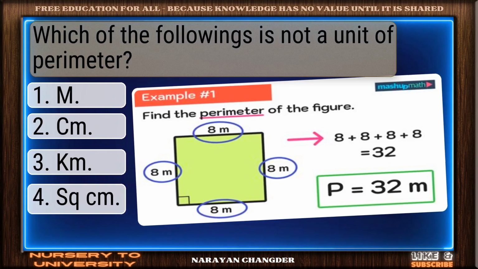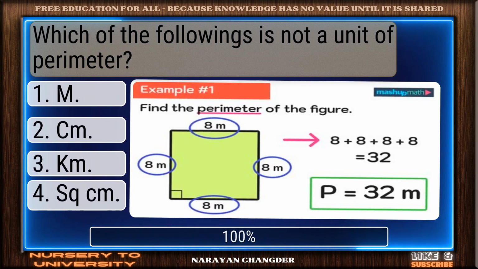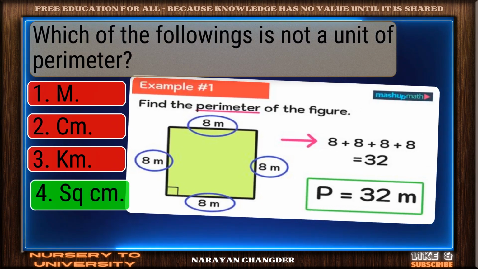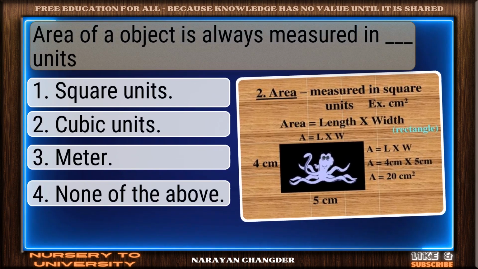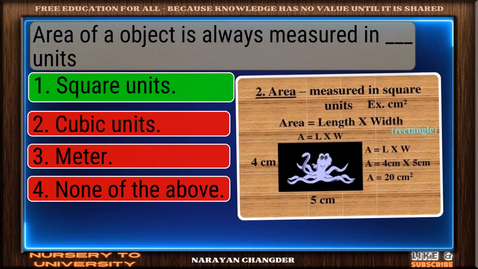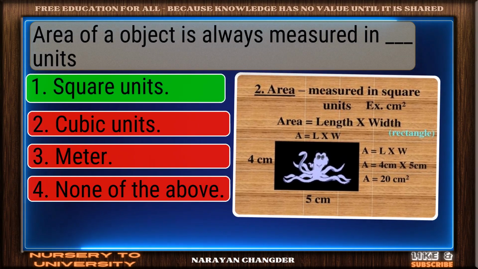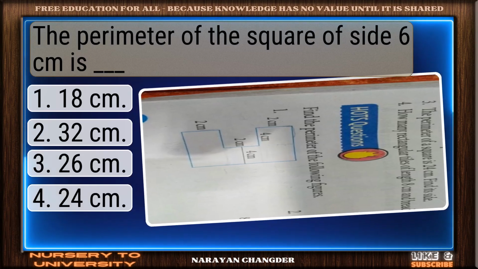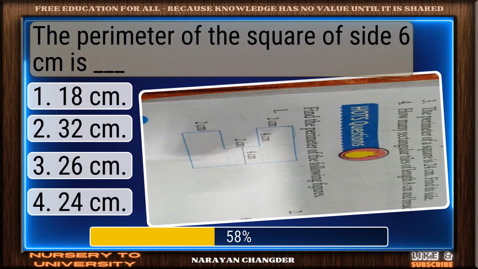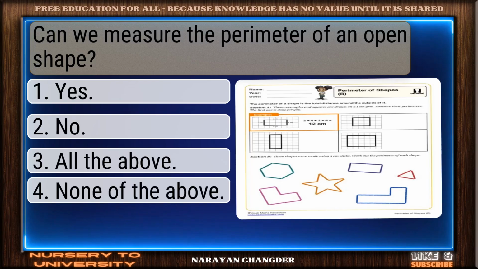Which of the following is not a unit of perimeter? Well done. Sq cm is the right choice. Area of an object is always measured in dash units. Correct response. Square units is the most accurate answer. The perimeter of the square of side 6 cm is dash. Bravo, 24 cm is the answer.